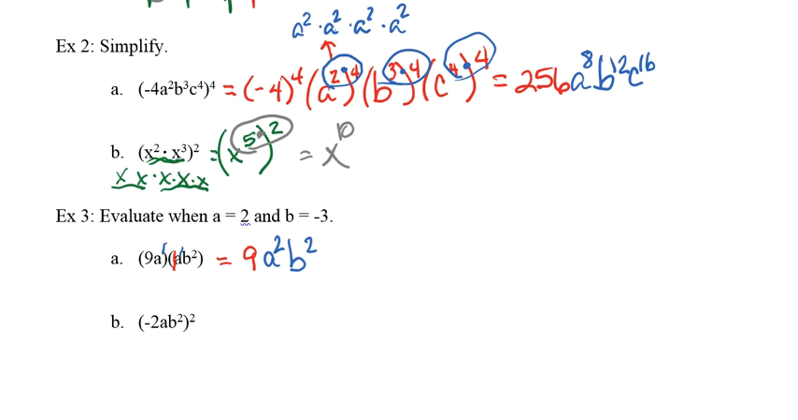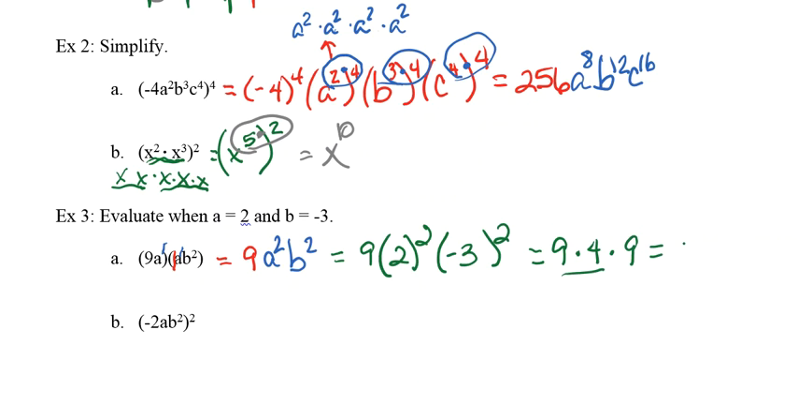We're now going to go ahead and plug in 2 for the a and negative 3 for the b. 2 squared, negative 3 squared. If I follow my order of operations, 2 squared is 4, because I'm going to do exponents. Negative 3 squared is 9. 9 times 4 is 36. So I'm doing multiplication from left to right. 36 times 9. The answer to this is 324.